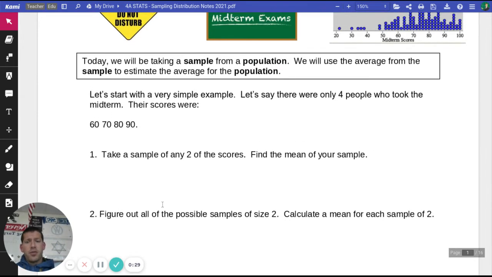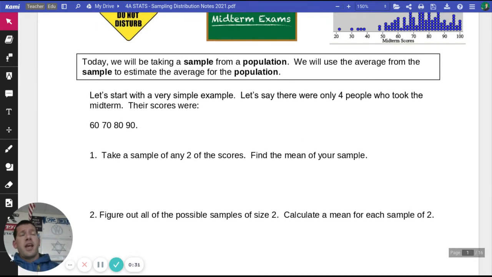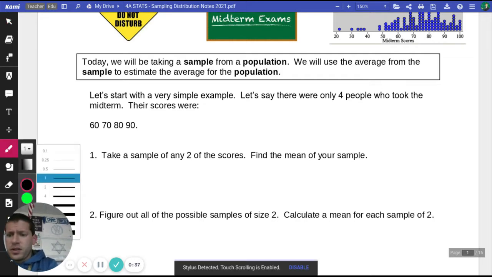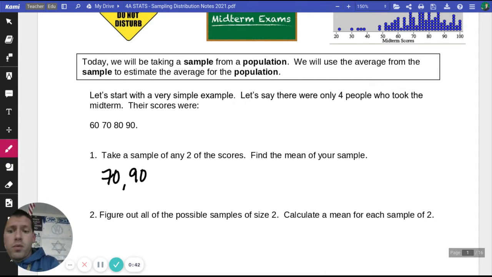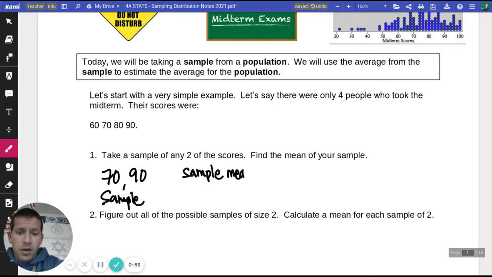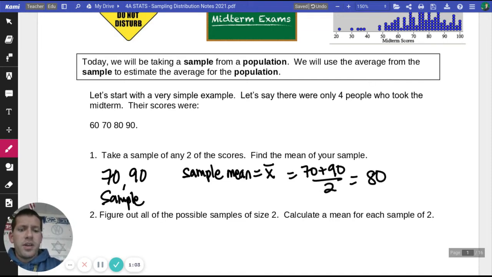So we're going to first take a sample of any 2 of the scores, and we're going to find the mean of our sample. So let's get a little drawing tool here. Let's say we have 70 and 90. This is our sample right here. And what we're going to do is find the mean of our sample. We want to find our sample mean, which again we label as X bar, a little refresher there. So we're going to find the average, we'll add them together and divide by 2. And so we get a mean of 80 for our sample of 2.